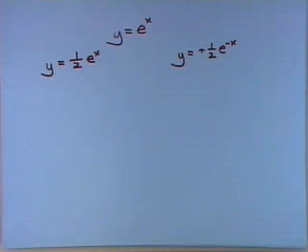Let's look at y equals 1/2 e to the x and y equals 1/2 e to the negative x. So a little different versions of just a simple e to the x. And then eventually I want to put these together with addition and put them together with subtraction.